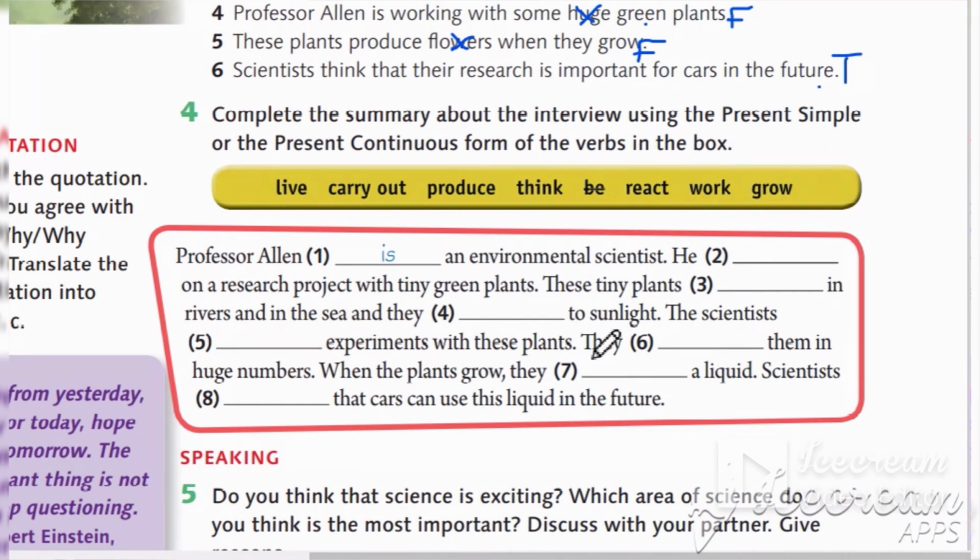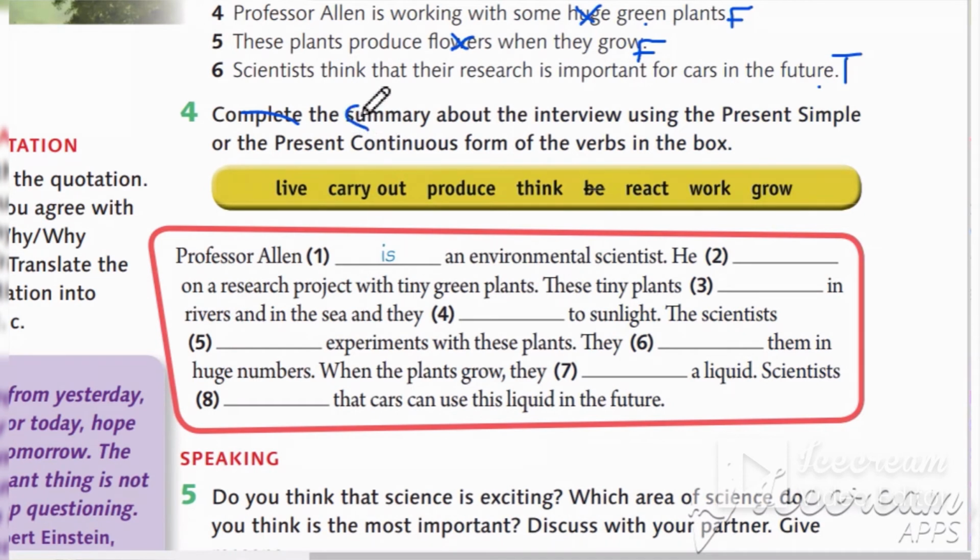We will complete, fill in the blank. Here is a summary of the interview text, about the interview using the present simple or present continuous form of the verb in the box. We have live, carry out, produce, think, be, react, work and grow.